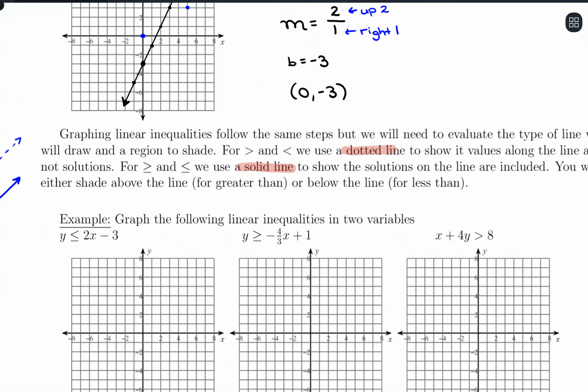All right, and then our next step will be to shade either above or below the line, depending on which way our inequality is facing. So it's all about y values.